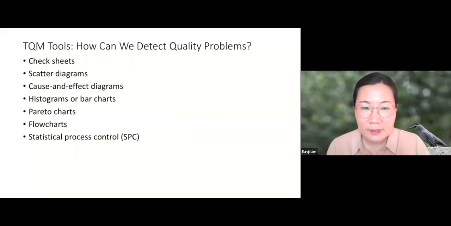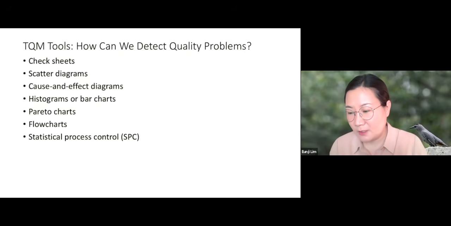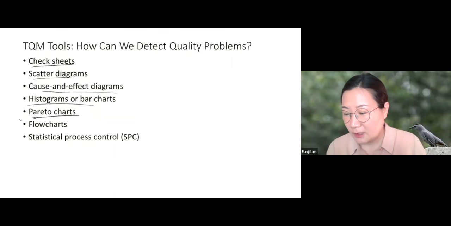Hello, everyone. Today, we're going to cover Chapter 6, Part C. We're going to talk about several tools we can use to detect quality problems. We'll talk about check sheets, scatter diagrams, cause and effect diagrams, histograms or bar charts, Pareto charts, and flow charts.